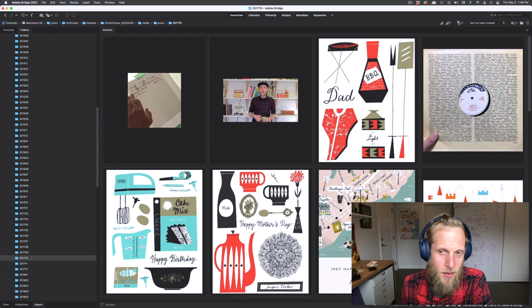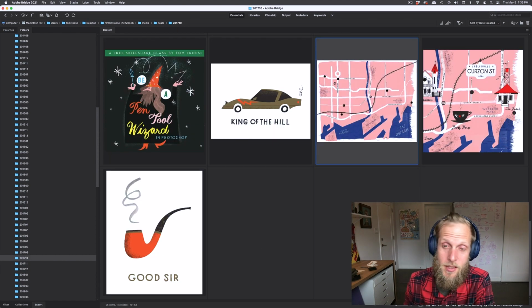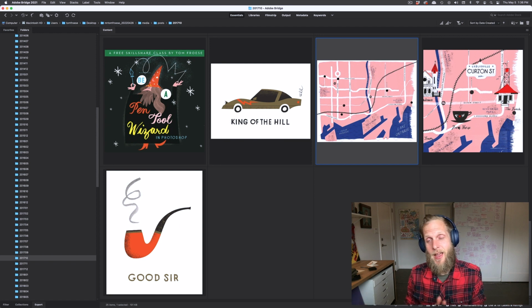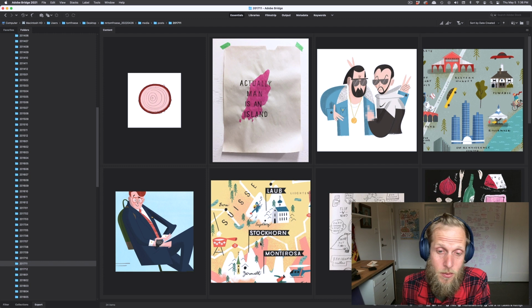Okay, another big thing that came my way in 2017: I created this class called Inky Maps. It's based on my whole idea of combining analog and digital illustration techniques. I also loved illustrating maps, so I made a class teaching how to do that. And lo and behold, I started getting commissions to do more maps. These are just a few snapshots here.